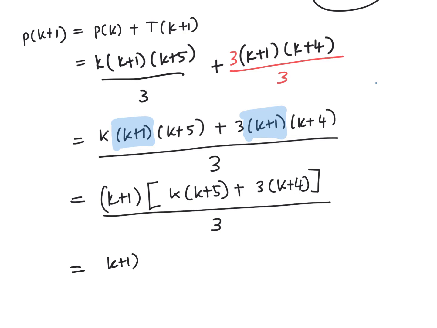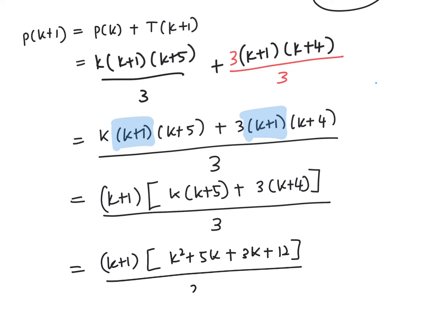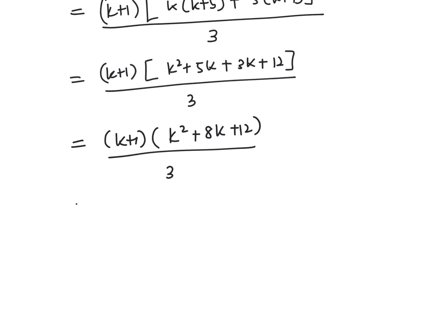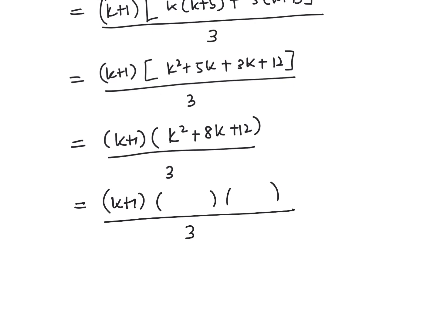So we will try to expand and factor after that. So this part is k square plus 5k, 3k plus 12 over 3. So here is k square plus 8k plus 12. Okay, so we will check whether these terms we can factor or not. So k square plus 8k plus 12, factor for this, you will get k plus 2 and also k plus 6. Okay, you can manually factorize or use the calculator.